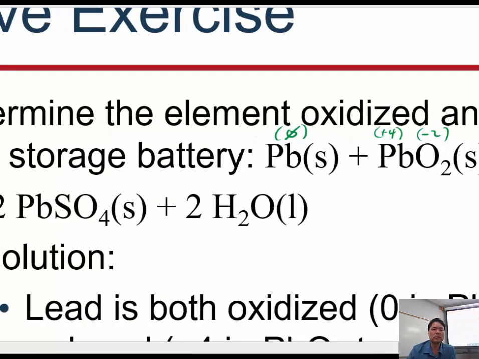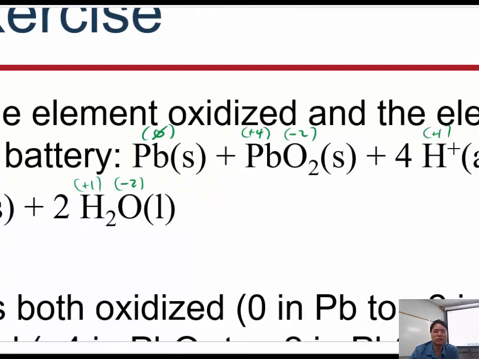And then, let's see. On the products, we have sulfate. So this is going to be +2. And this whole thing is -2, but it's -2 for the oxygen. -2 times 4 is -8, and that's +6. And that will give us a total of -2. This is going to be -2 and then +1 here. We've done oxidation numbers before, so I'm not going to spend too much time on this.